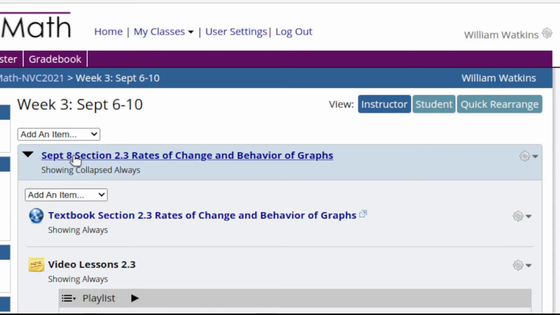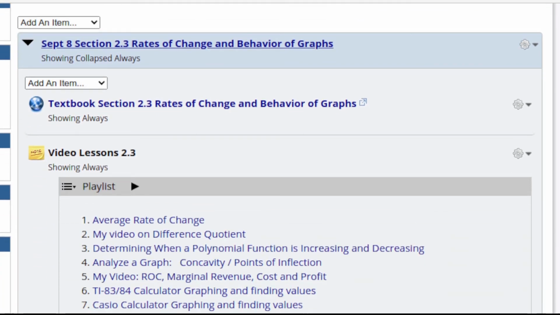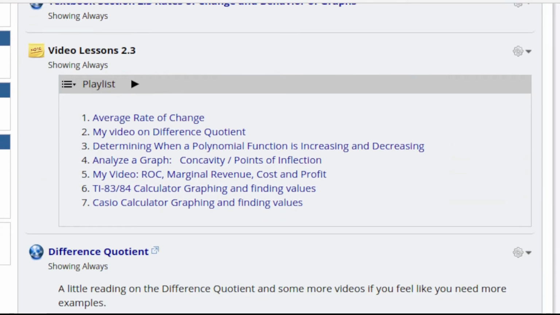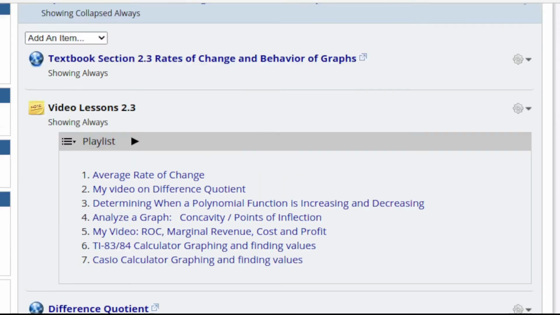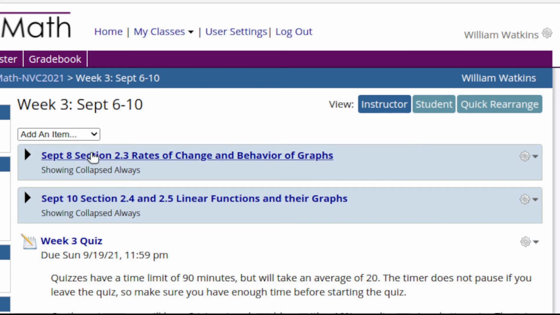Inside of these, there'll be a reference to the textbook. There'll be some reference to some videos, possibly some additional reading, some homework in MOM, and a class activity. Associated with this week, there is also a weekly quiz where you can demonstrate your mastery of the topics that were covered in those 2 days.